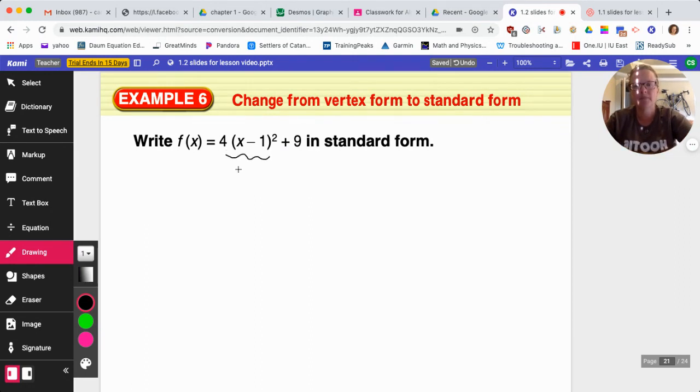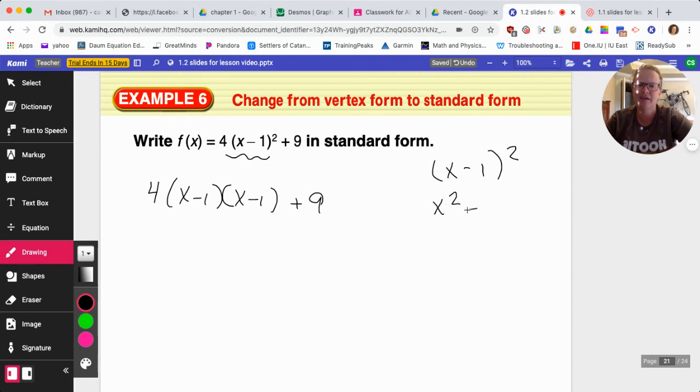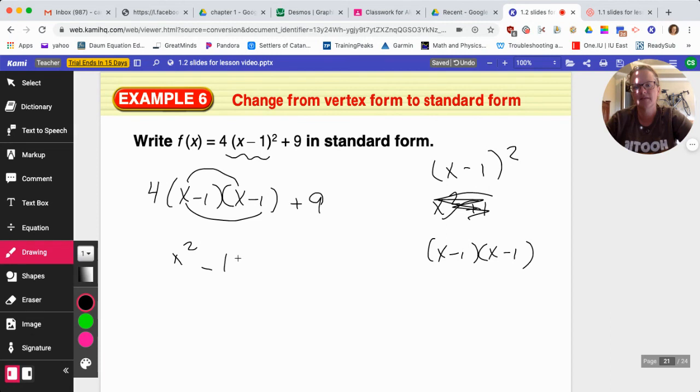This right here is actually x minus 1 twice, right? The worst mistake students can make, but it's so common, is to say x minus 1 quantity squared is x squared plus 1. Okay, common mistake, not true. X minus 1 quantity squared is x minus 1, x minus 1. Let's go ahead and FOIL it. X squared minus 1x minus 1x plus 1.